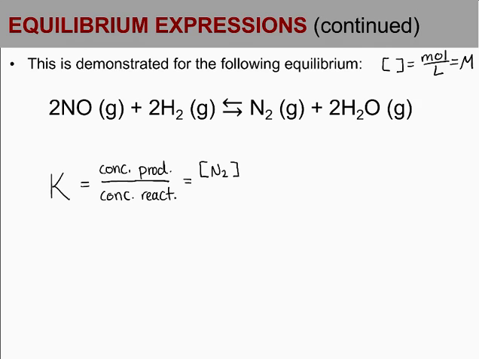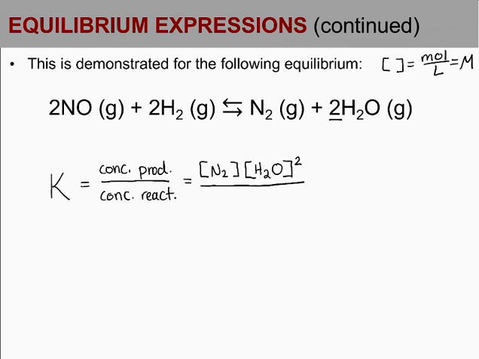And N2, or nitrogen, doesn't really have a coefficient, or its coefficient is 1, so we'll just leave it as it is. We don't have to write 1 up there. And then we'll put brackets around our other product, H2O, and that has a 2 in front of it. So we want to raise this concentration to the power of 2. And again, that's to take into account how many moles of product we're ending up with.